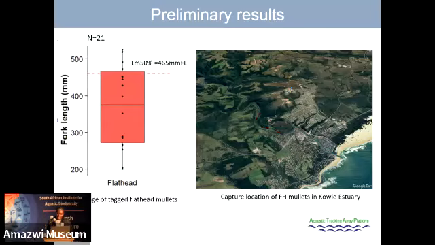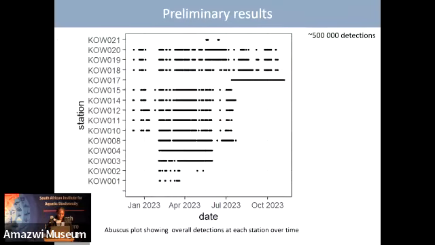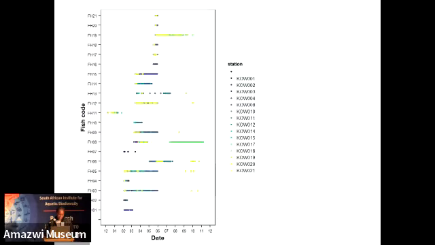And then this is some of the preliminary results, which shows the detections at each receiver from receiver 1 all the way to receiver 21. As you can see, flatheads are using the whole estuary all the way to the riverine system. And then this is the individual movement of each fish up to the 21st fish.